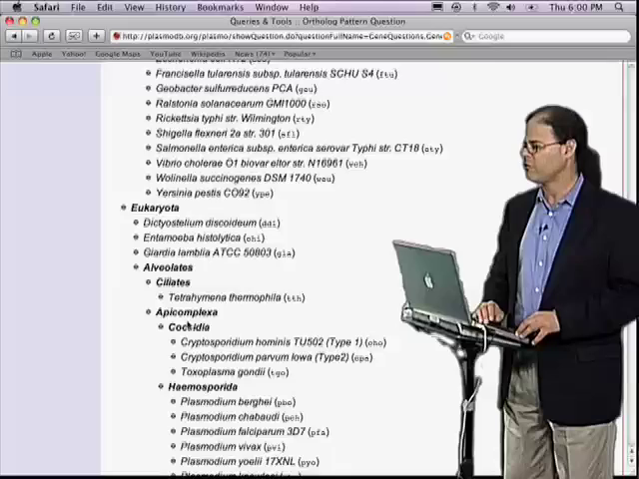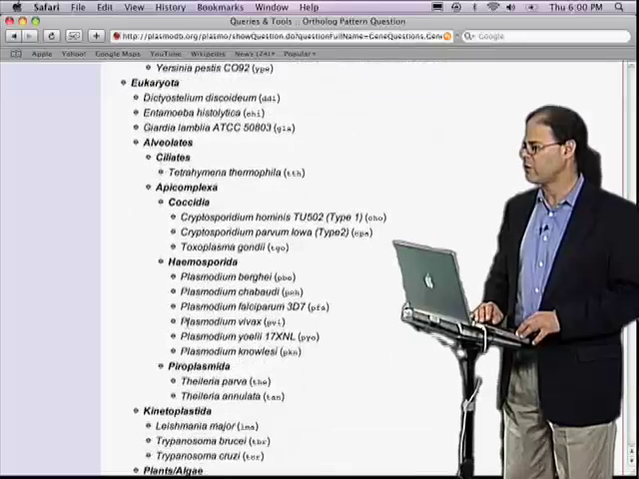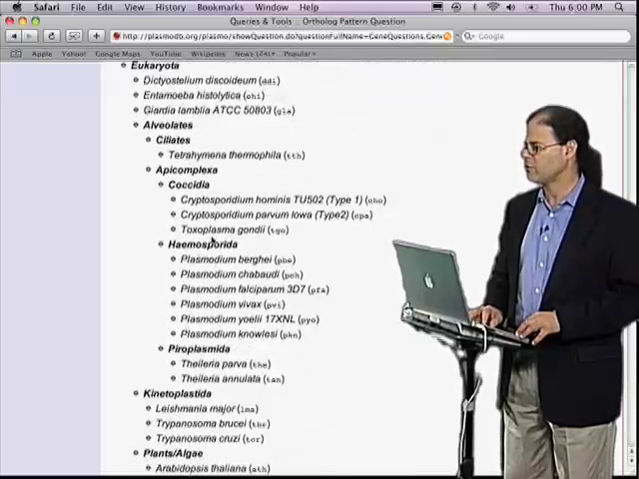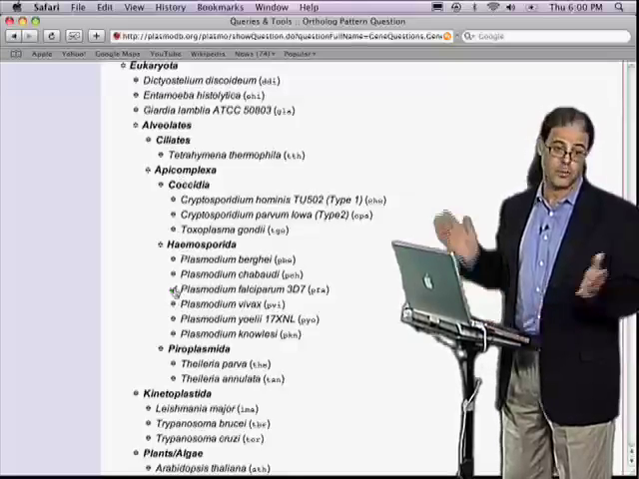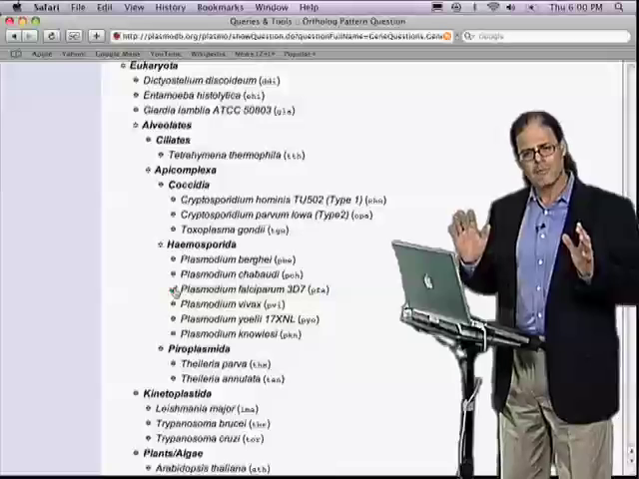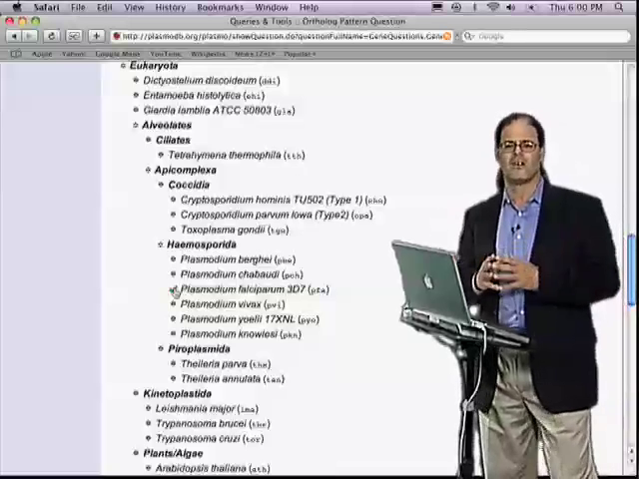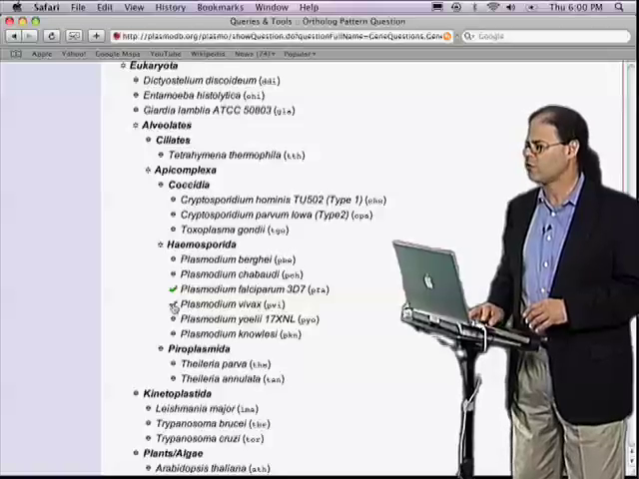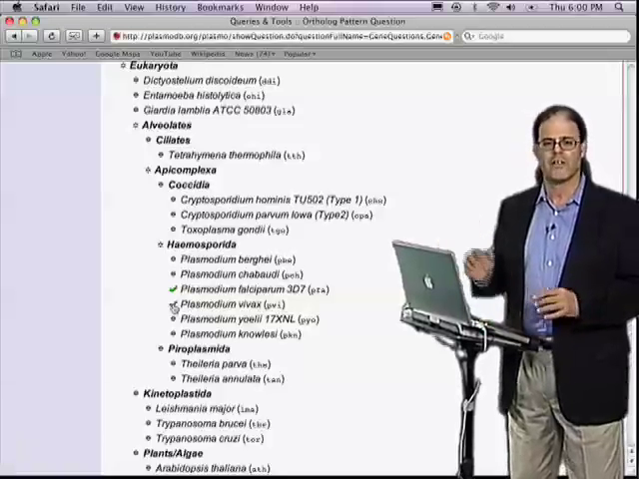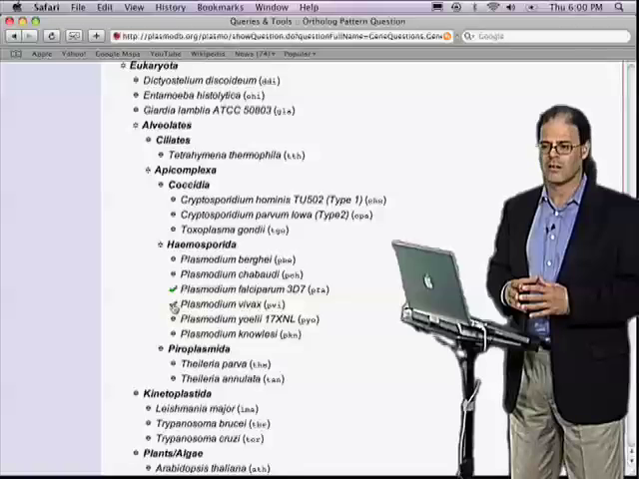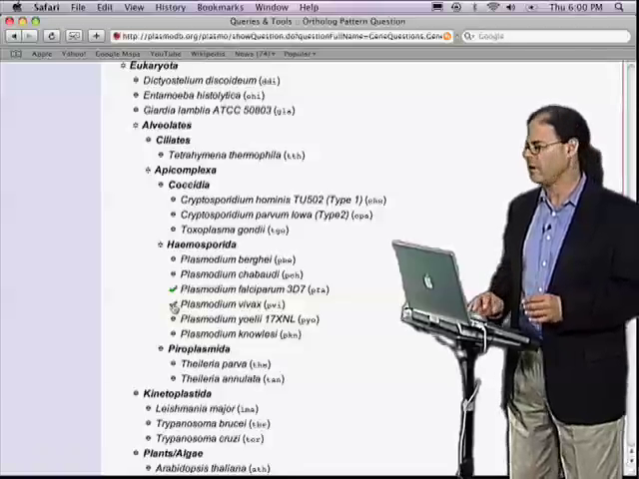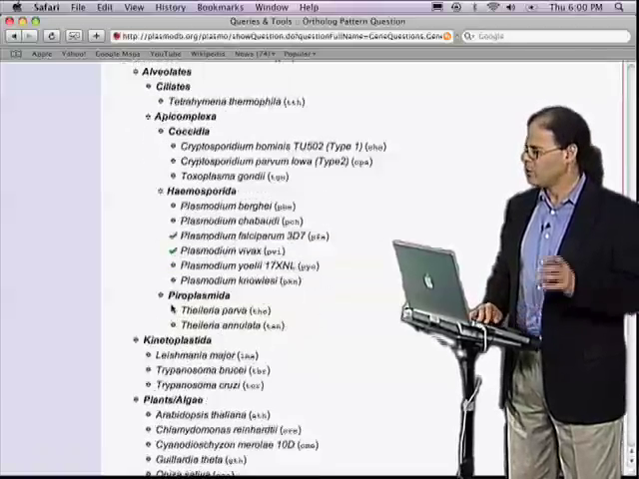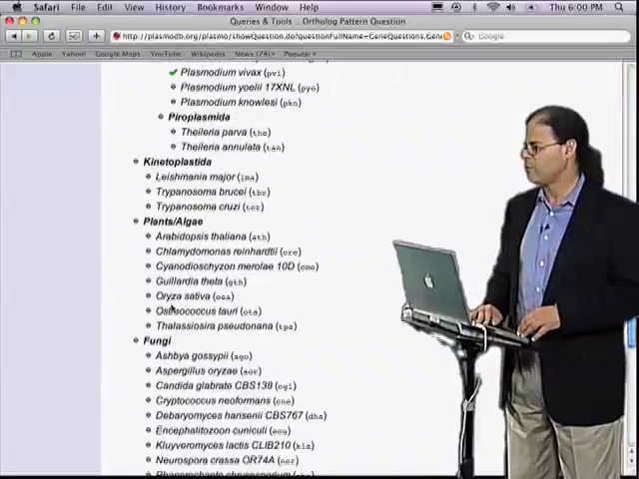And we might imagine, as we scroll down to look at eukaryotic organisms and the apicomplexa in particular, that we'd be interested in genes that are found in Plasmodium falciparum, of course. And perhaps if we wanted to consider a candidate target with broad spectrum activity, we might want to look for genes that are also present in Plasmodium vivax, the second leading cause of malaria in humans. But we're certainly not interested in genes that are present in humans.